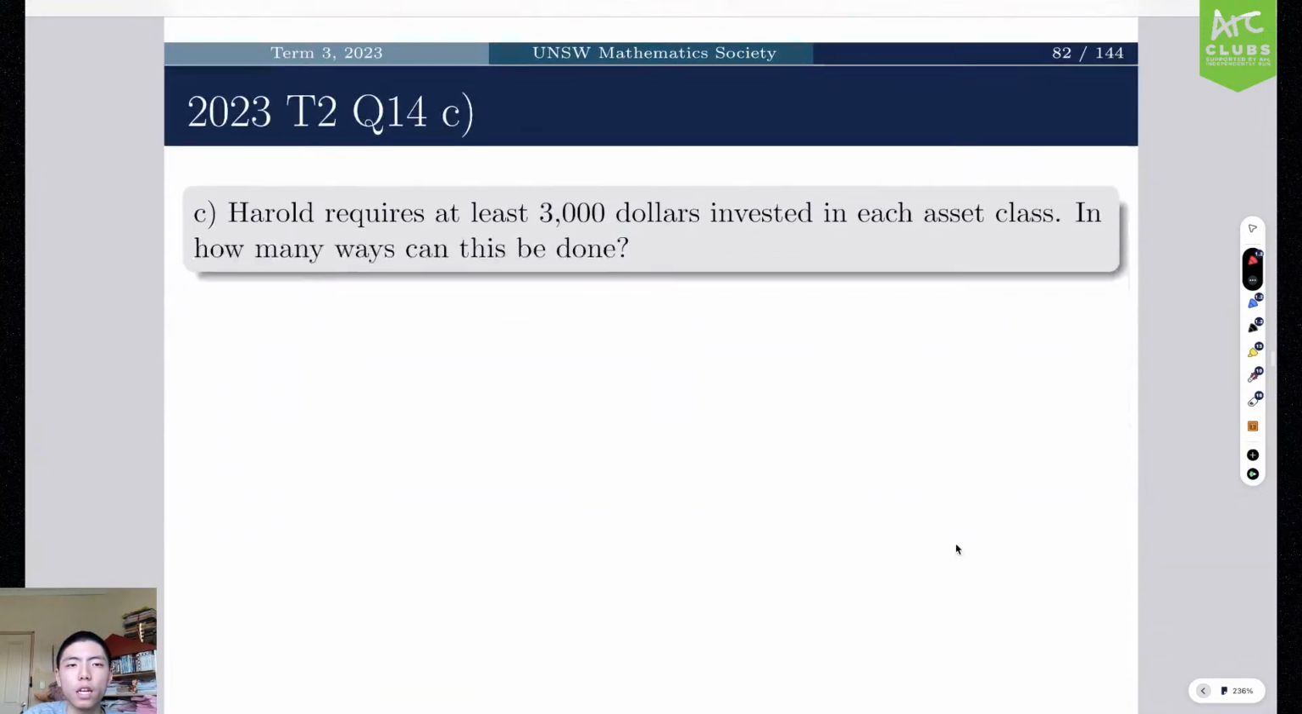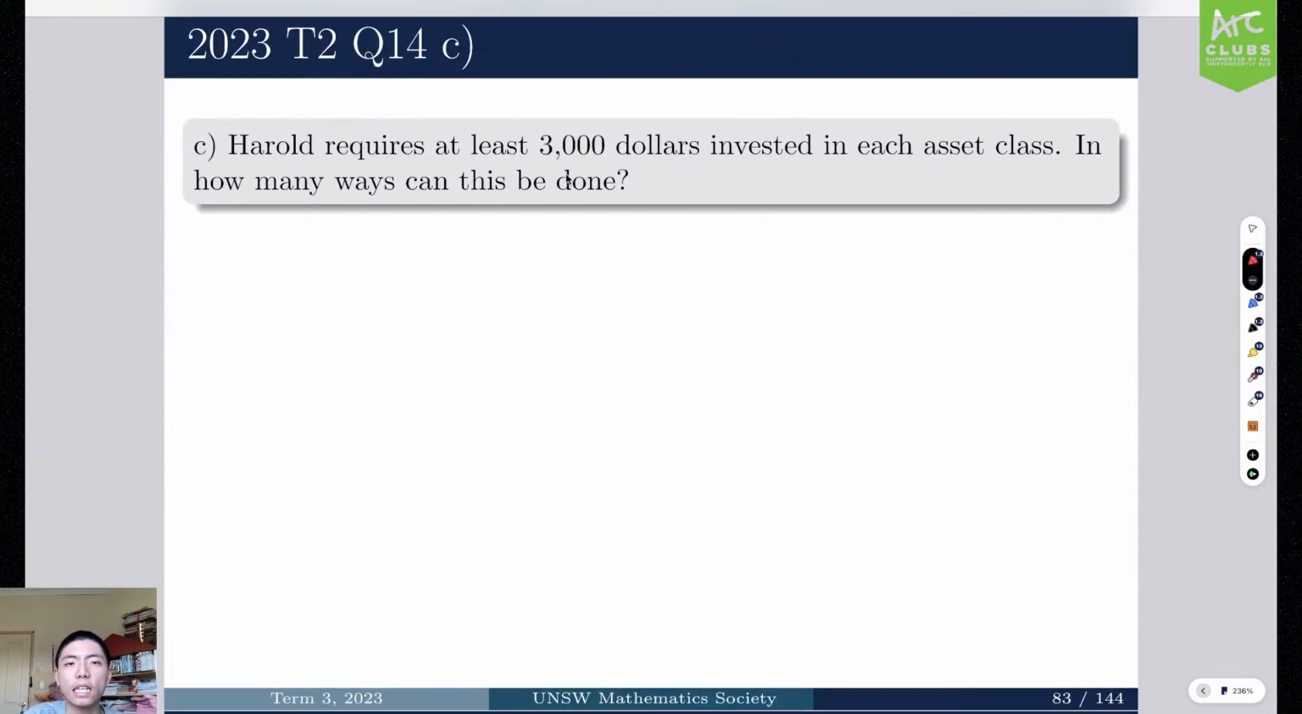Okay, the next part: Harold wants at least $3,000 to be invested in each asset class. In how many ways can this be done? This is our very first restriction, right? We have to have at least 3 units of 1,000 being invested in each asset class. So just like before, G plus S plus C plus D equals 30. Now everybody needs to have at least 3 invested in each asset class.